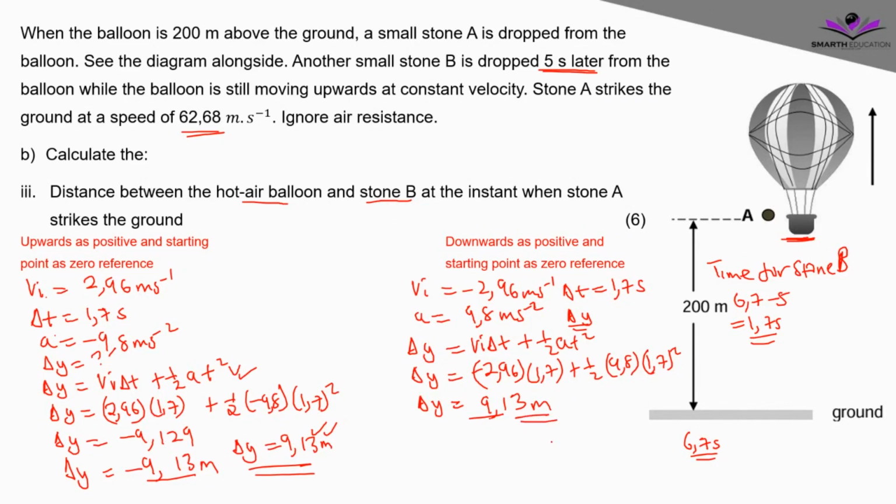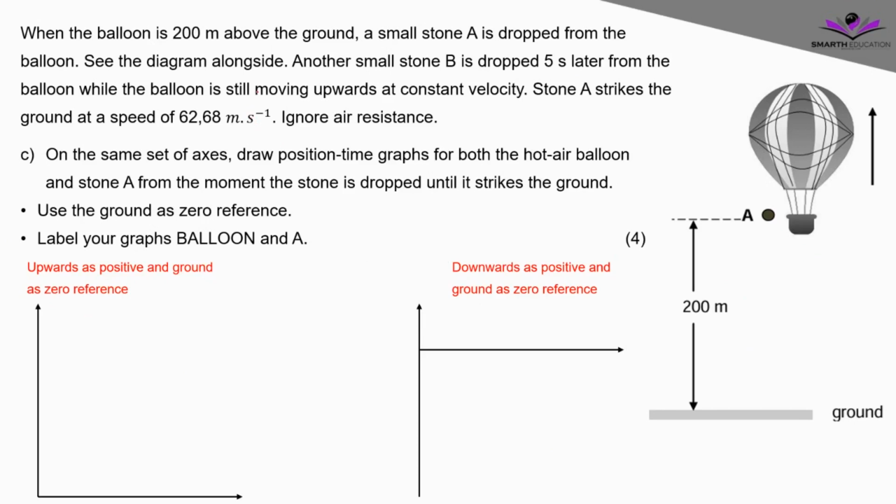Right, let's look at the last question. When the balloon is 200 meters above the ground, a small stone A is dropped from the balloon. See the diagram alongside. Another small stone B is dropped 5 seconds later from the balloon while the balloon is still moving upwards at constant velocity. Stone A strikes the ground at a speed of 62.68 meters per second. Ignore air resistance. On the same set of axes, draw position time graphs of both hot air balloon and stone A from the moment the stone is dropped until it strikes the ground.